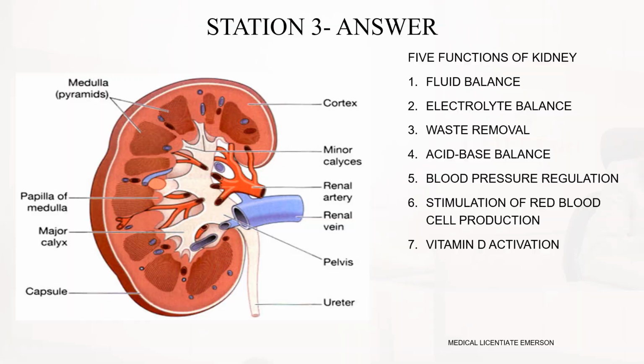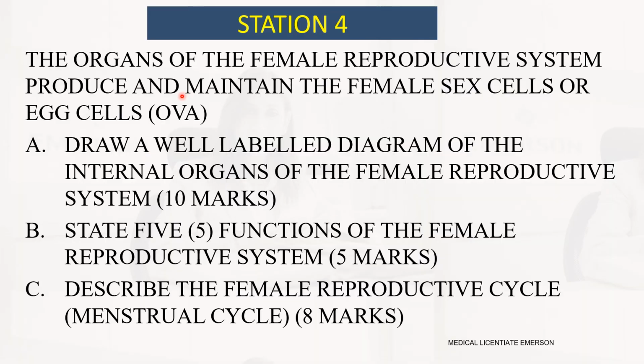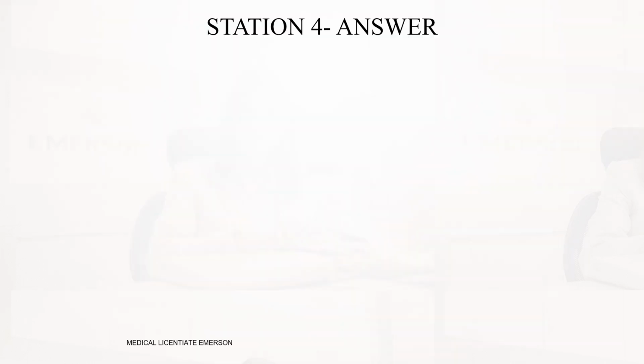Okay, that's station 3. Then station 4: the organs of the female reproductive system produce and maintain the female sex cells or egg cells. Question 1 says draw a well-labeled diagram of the internal organs of the female reproductive system, for about 10 marks. Then B, state 5 functions of the female reproductive system. Then describe the female reproductive cycle, the menstrual cycle.